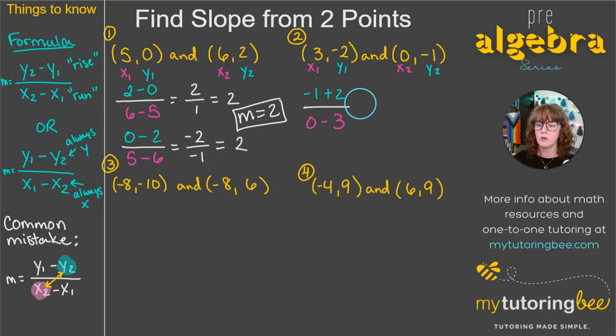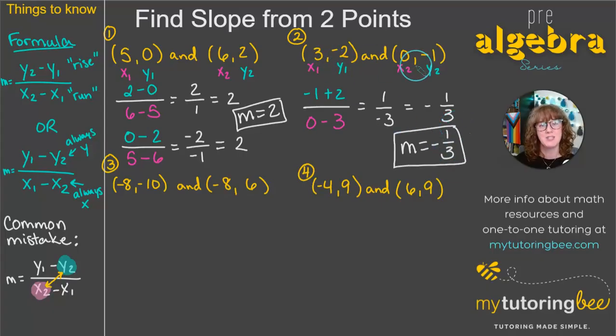Now let's go ahead and solve this. So negative 1 plus 2 gives us positive 1. 0 minus 3 gives us negative 3. So I'm just going to rewrite this as negative 1 over 3. This is the same. If one of your numbers in your fraction is negative and the other one is positive, then you can just take that negative sign and move it out in front of the fraction. So our slope is negative 1/3 for this line that contains these 2 points.